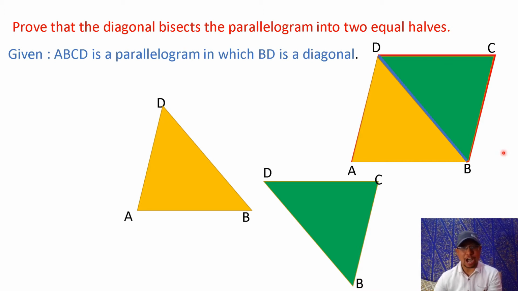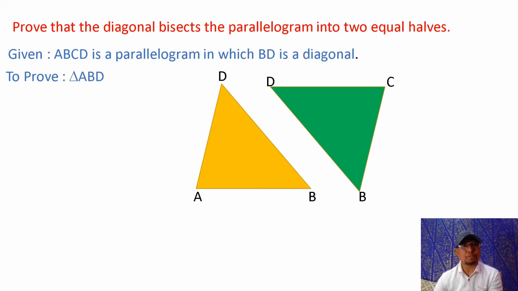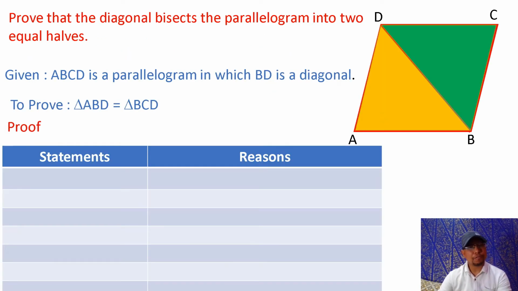Okay students, now here you are seeing two triangles, ABD and BCD. We need to prove that their areas are equal. Now we need to prove triangle ABD equals triangle BCD. You are seeing here this yellow triangle ABD equals this green triangle BCD. And how do we prove it? We have the proof, and in a proof we always have statements and reasons.